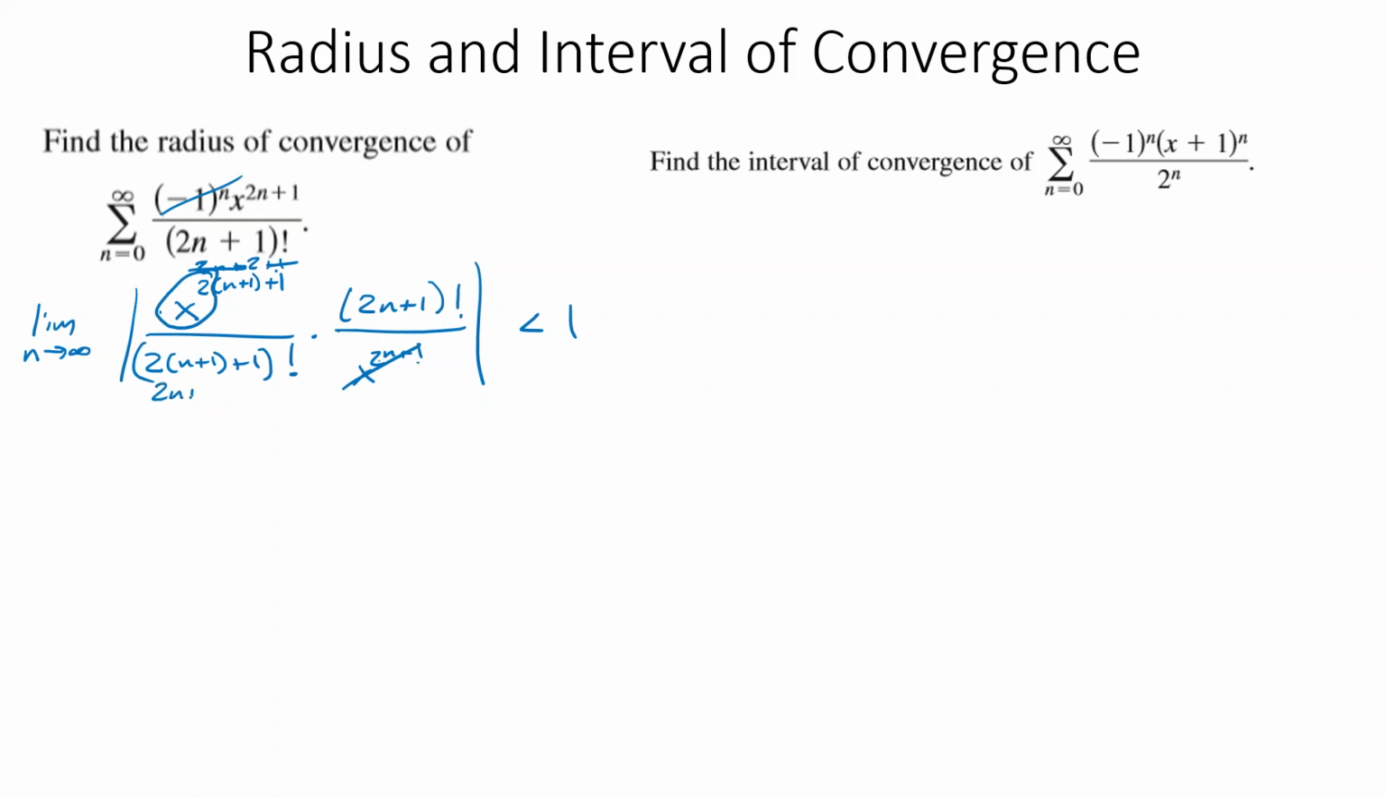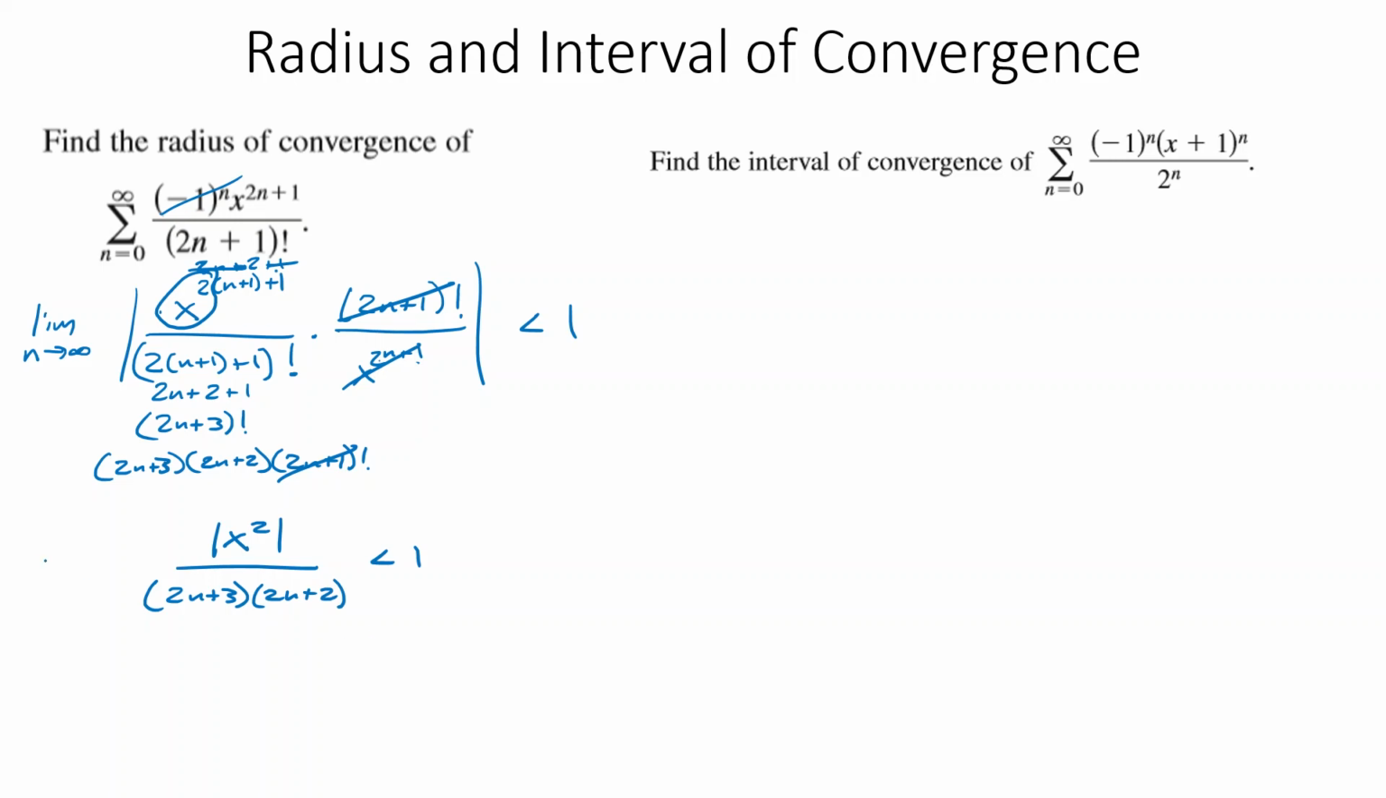This guy, this is 2n plus 2 plus 1, so (2n plus 3) factorial. So that's 2n plus 3 times 2n plus 2 times 2n plus 1. Now it matches, so I'll just put the factorial there. Those are going to cancel. So we've got the absolute value of x squared over (2n plus 3) times (2n plus 2), and we want that to be less than 1 as we go to infinity.